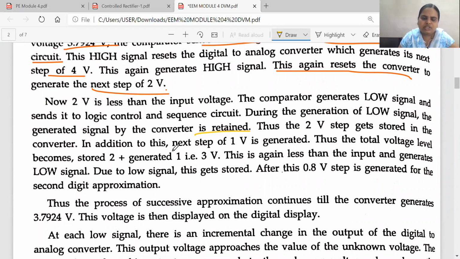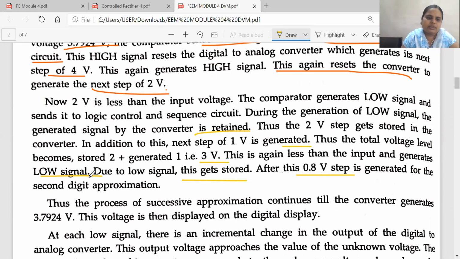Then in addition to this, the next step of 1 volt is generated, meaning we go for the next value. Thus the total voltage level becomes the stored 2 plus 1, which is 3 volts. This is again less than the input and generates the low signal. Again, 3 volts is going to be held. Due to the low signal, this gets stored. Then after this, we go for the next step, that is 0.8 volts.